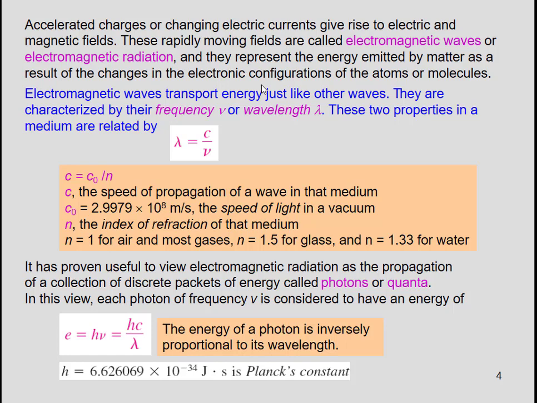And these electromagnetic waves can be characterized by the frequency, you can see here, and the wavelength. These two parameters are important when you are dealing with waves. Here we have electromagnetic waves. These two properties are related to each other by this equation: lambda equals c divided by v.